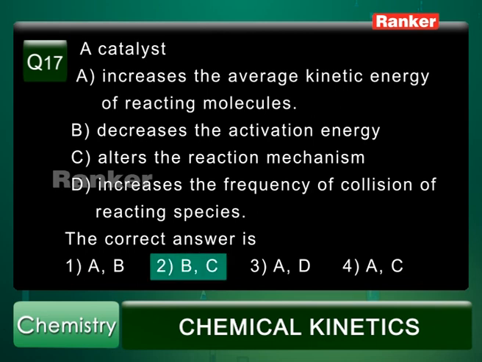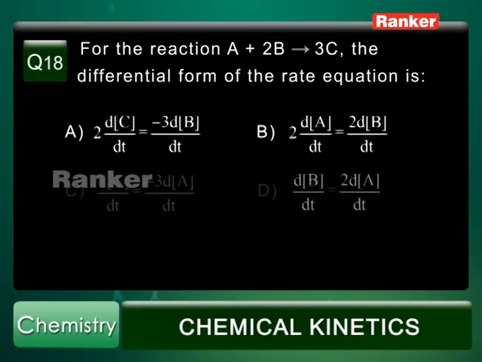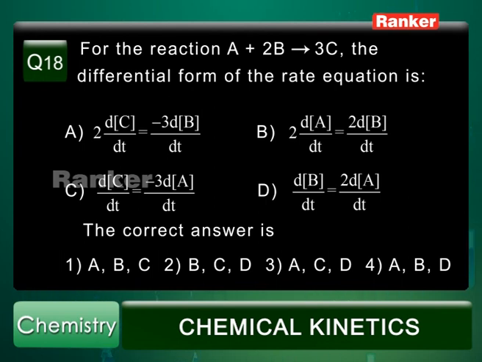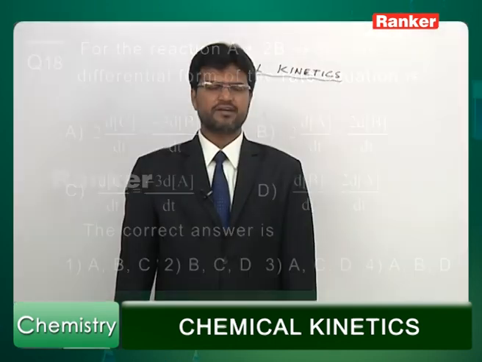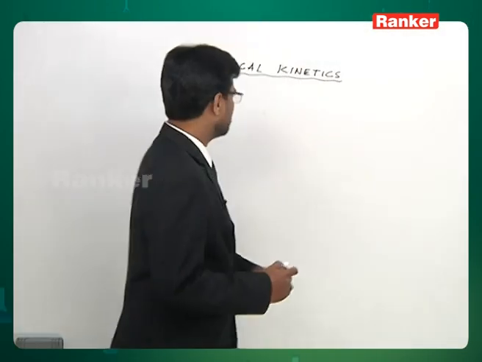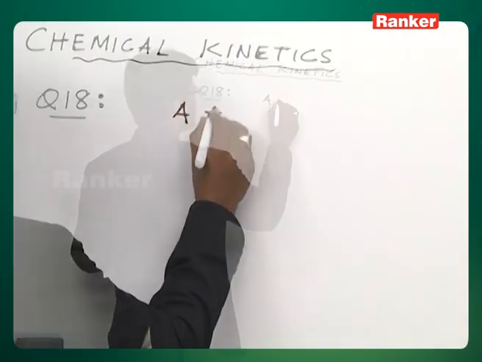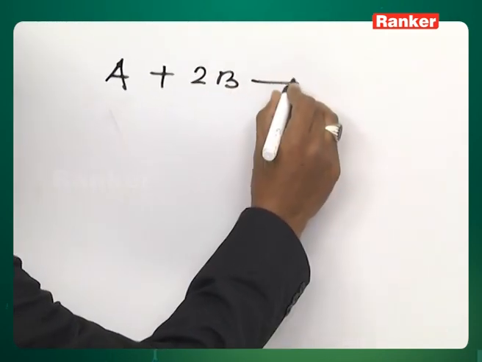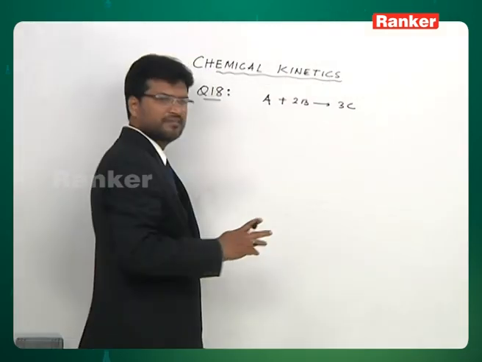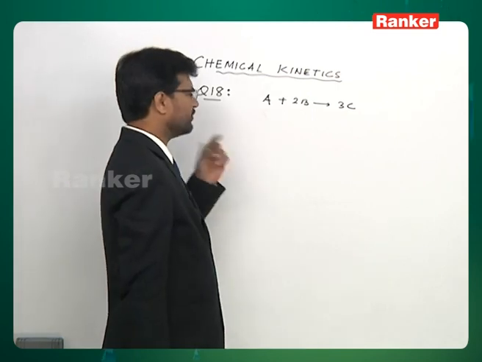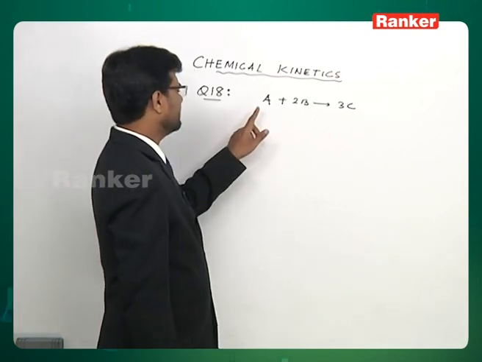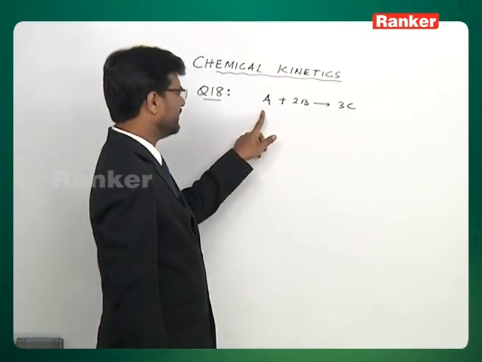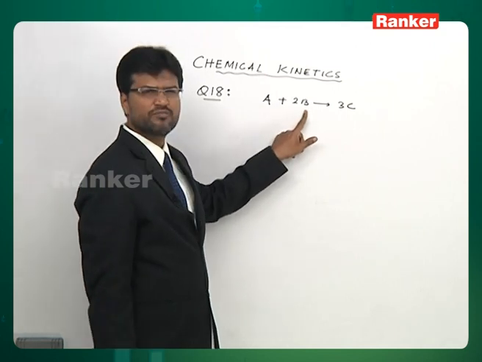Catalyst decreases activation energy, changes the mechanism of the reaction. Answer is second option. Question number 18. For the reaction A + 2B gives rise to 3C, the differential form of rate equation is. Here what you can do is, suppose you have A + 2B gives rise to 3C. This is the reaction. As per the stoichiometry of the reaction, you can say the rate of disappearance of A and the rate of disappearance of B is not the same.